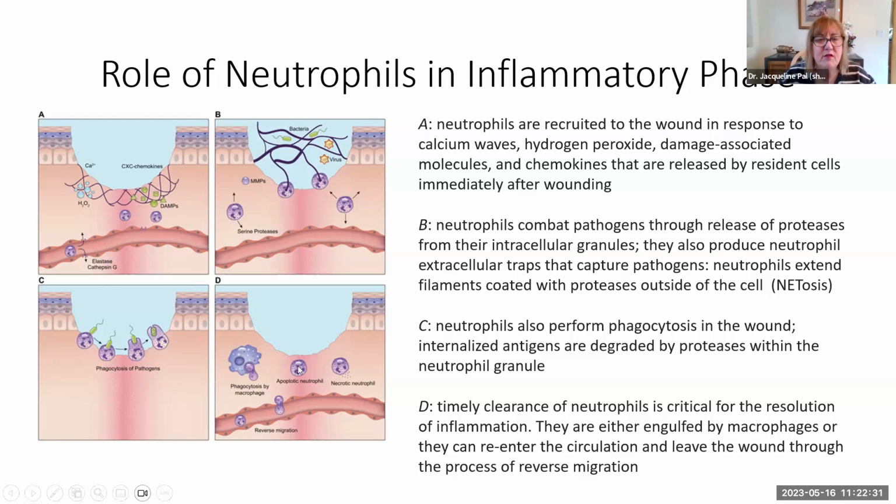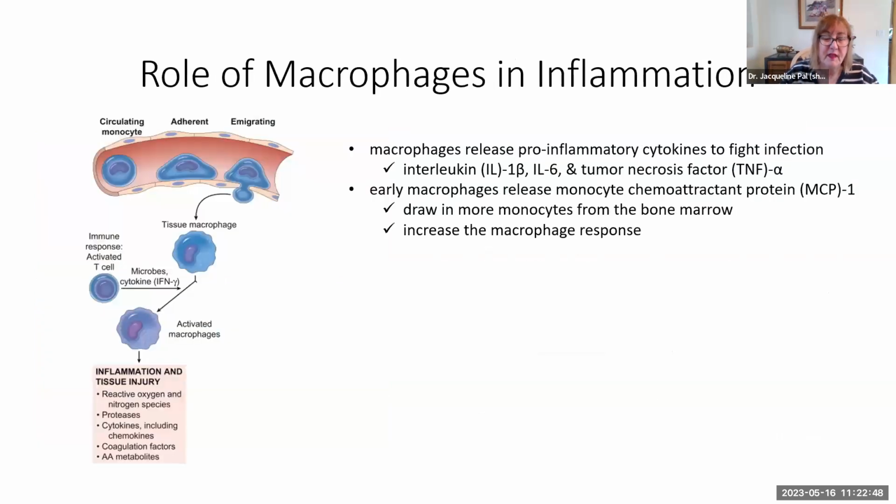Now, some neutrophils will escape being eaten alive by macrophages by doing basically a reverse diapedesis, what's called a reverse migration, and they'll leave the wound by re-entering the local blood vessel. So that was the neutrophil. Let's review the role of the macrophage in the second inflammatory stage.